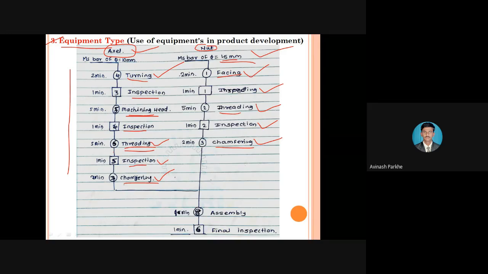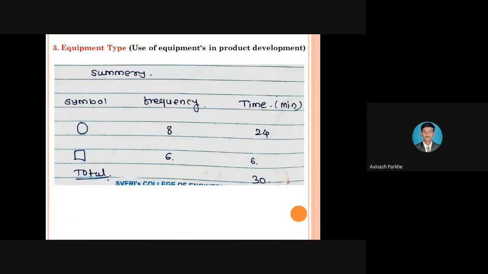So this is about the basic 3 types of the flow process chart, that is man type, material type, and equipment type. The equipment type chart is also called a machine type of flow process chart. And this is the summary.